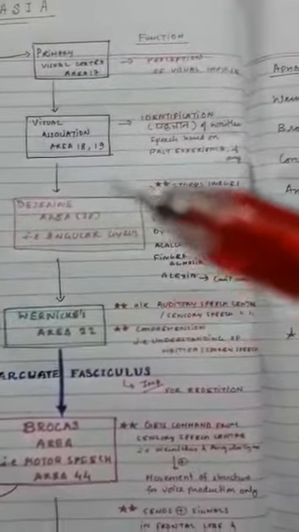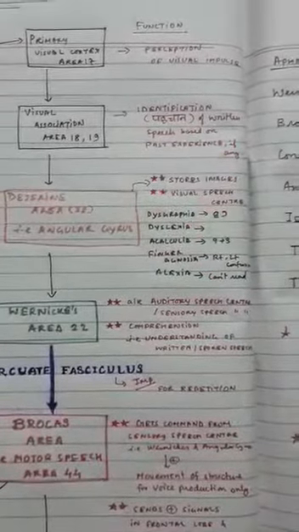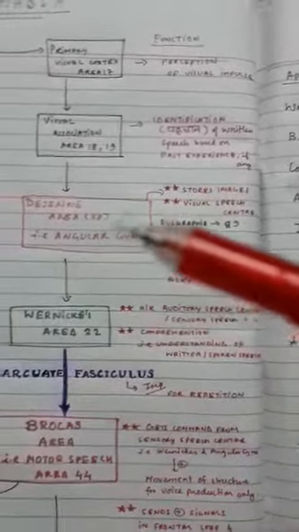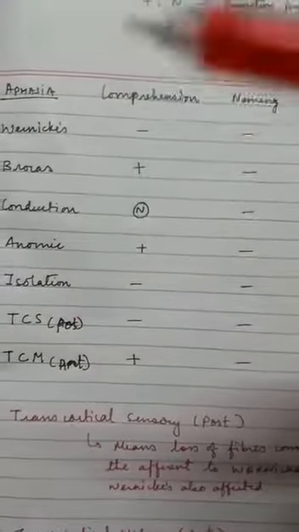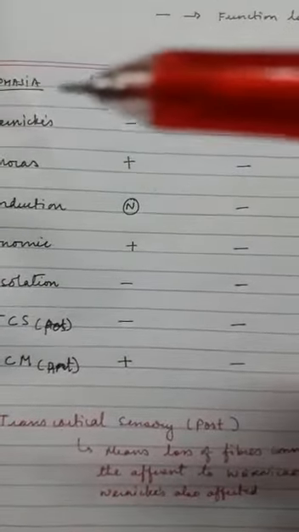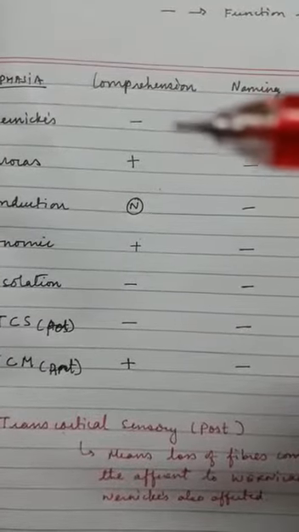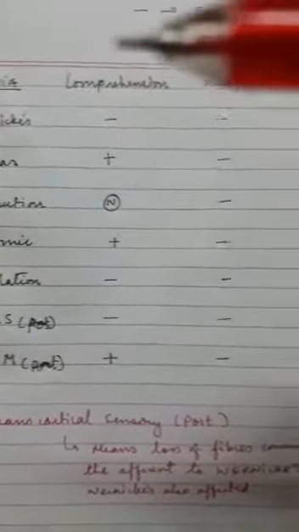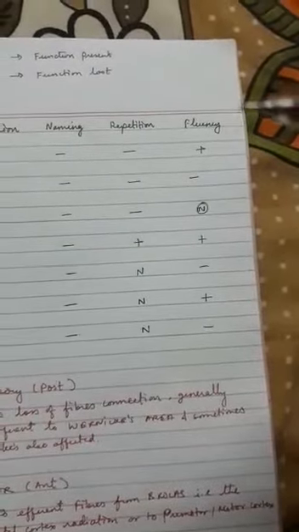So now I just want to tell you what happens when different parts of these areas are involved in aphasia and how different aphasias occur. So here we have the different types of aphasia, and I have divided them, based on the 19th edition of Harrison, by the different features which help in differentiating the types of aphasia: the comprehension, the naming, the repetition, and the fluency.